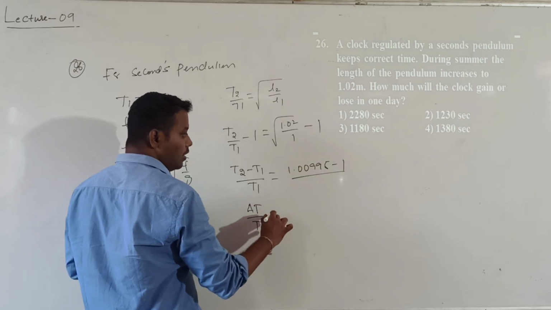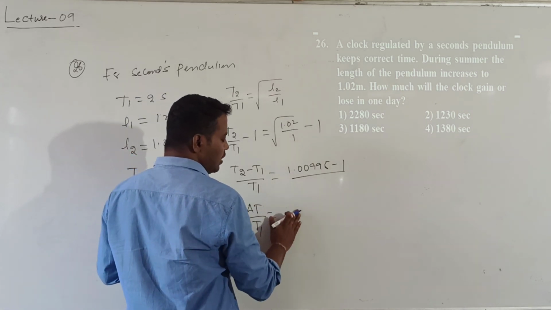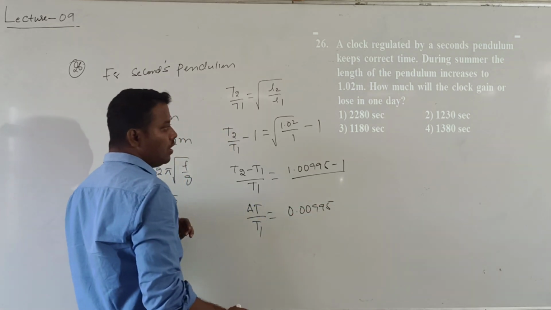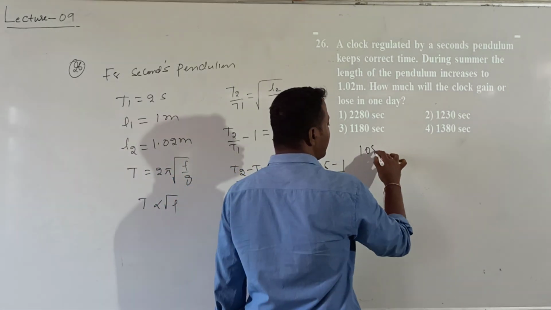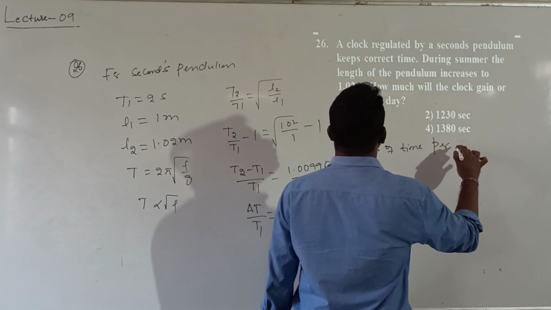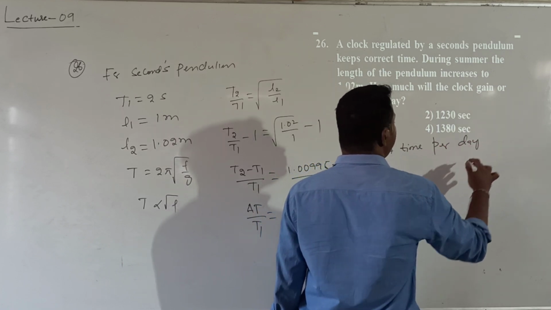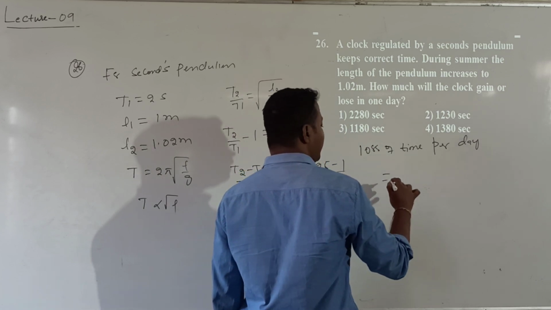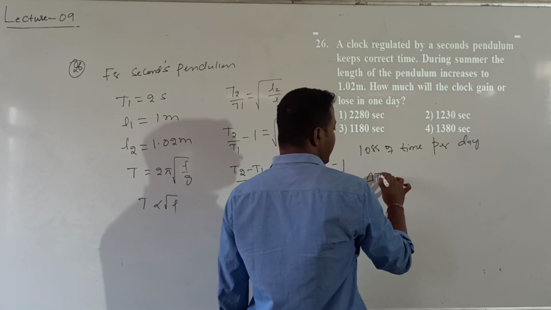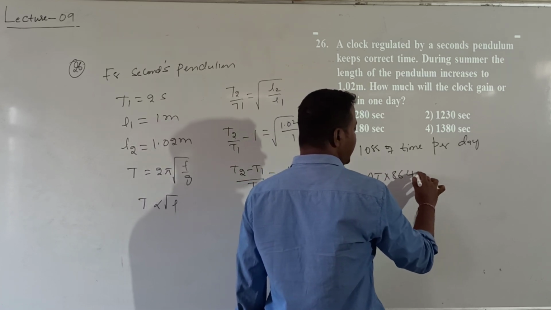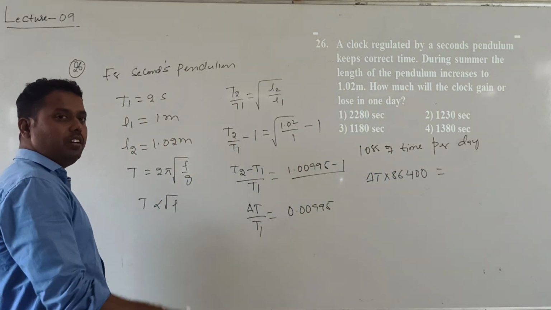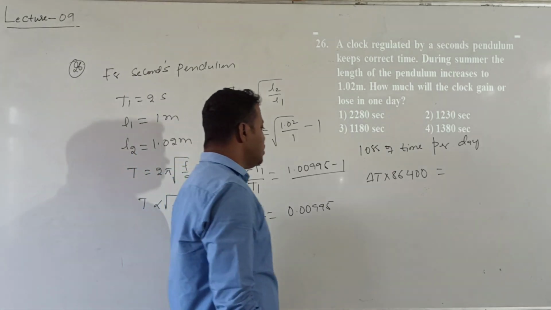Delta t by t1 will be equal to 0.00995. So what is the loss of time per day? Time is going to be lost, which is given by delta t into 86,400. Why 86,400 per day? What is the lost time now in seconds? 24 into 60 into 60.